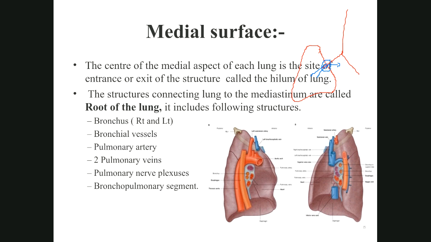So what are the structures in the root of the lung? What structures go inside? What are the structures that come outside the lung? They are the right and left bronchus, bronchial vessels, pulmonary artery, pulmonary veins, pulmonary nerve plexus, and bronchopulmonary segments. All these structures are present in the root of the lung.